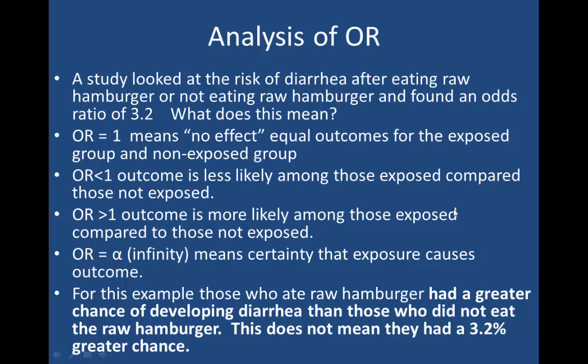It does not mean they had a 3.2% greater chance. To be technically correct, odds ratios should not be reported as a percentage. They should be reported as a decimal. The correct interpretation is to use words such as they had a slightly higher likelihood, or a slightly higher risk of developing. And I shouldn't even use risk because we're talking about odds. They had slightly higher odds of developing the outcome compared to those who did not. Okay, I hope that makes sense. Don't fall into the trap, even though some studies and even some authors will do that.